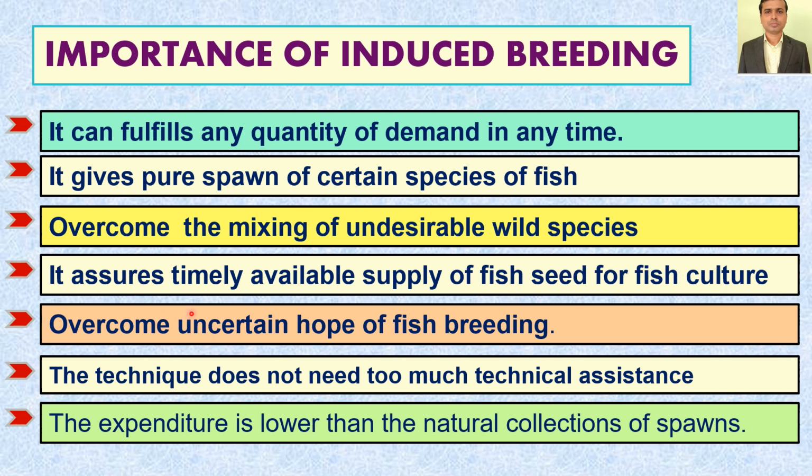To overcome the uncertainty of fish breeding, it is a very essential technique, because the Indian major carps breed only once in a year during monsoon, and in the conventional method the breeders have to wait till the coming of the monsoon. Such waiting is overcome by induced breeding. The technique does not need too much technical assistance. Even a layman can learn the technique very easily. The expenditure for induced breeding is lower than the natural collection of spawn, because in natural collection several manpower are required.